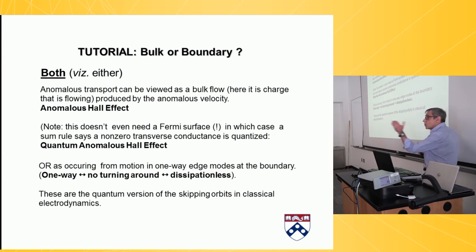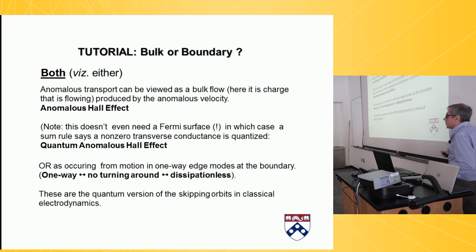So you have ballistic motion in the mode, and those modes are one-way, which means no turning around, which means no backscattering, which means no dissipation. So you get these special modes. And these two are actually the same statement. These are dual to each other. These ones down here are just the quantum versions of the skipping orbits that we know from elementary electrodynamics.